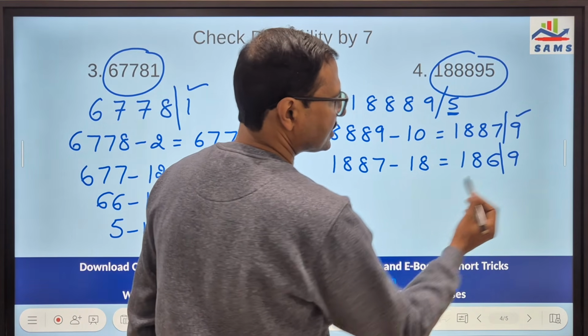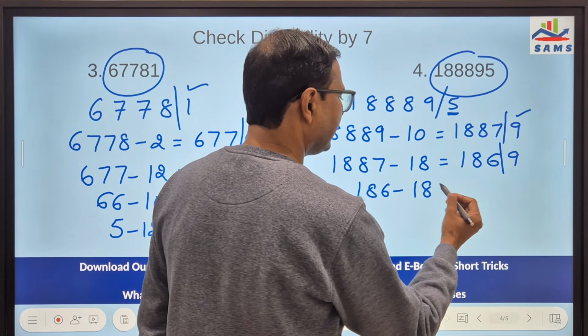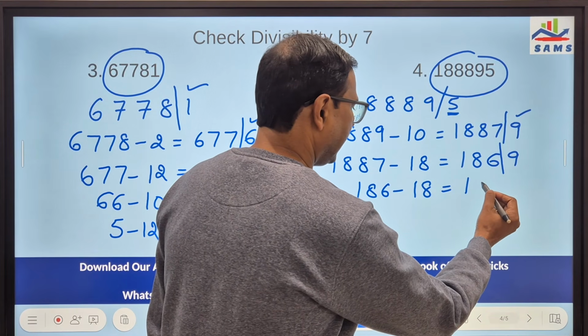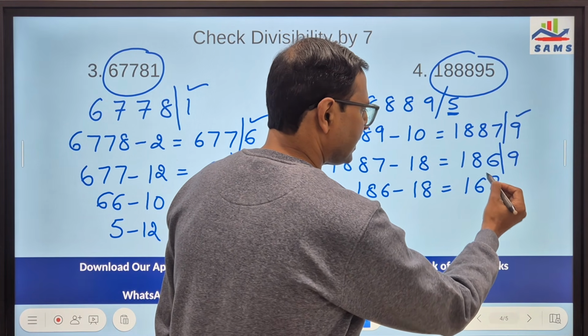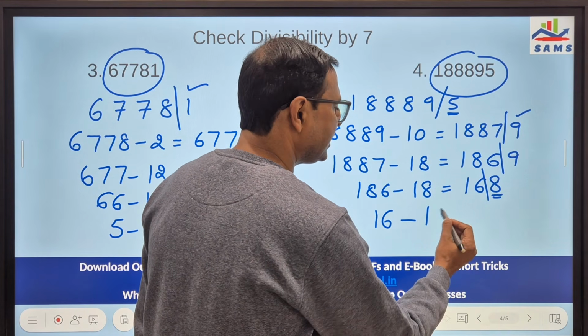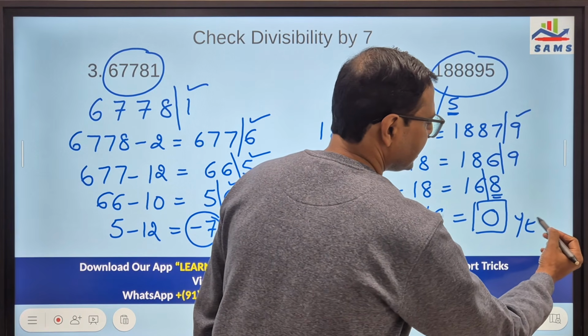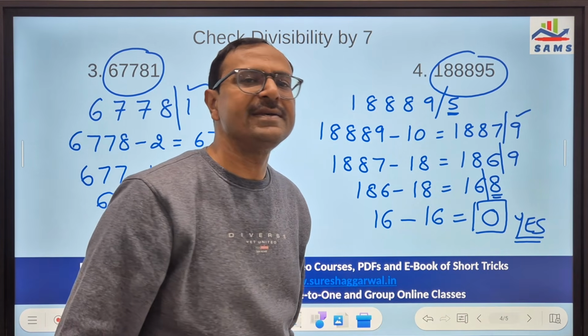Okay, yeah. So last digit separated. 186 minus double of 9, 18 again. So you will get 168. Separate out the last digit. 16 minus double of 8 is 16 itself. So you get a 0. And as soon as you get a 0, the answer is yes, it is divisible by 7.